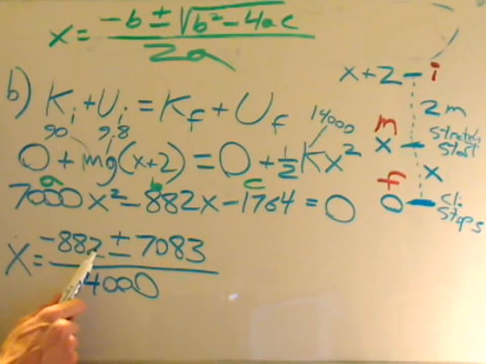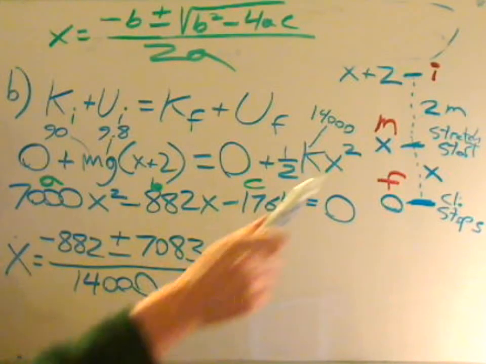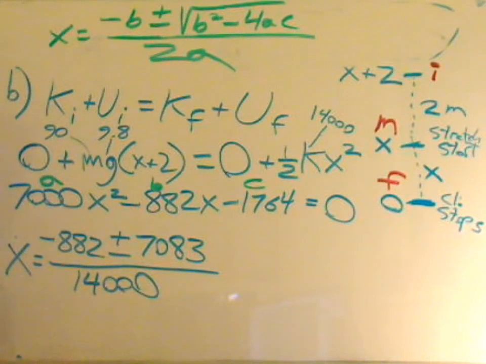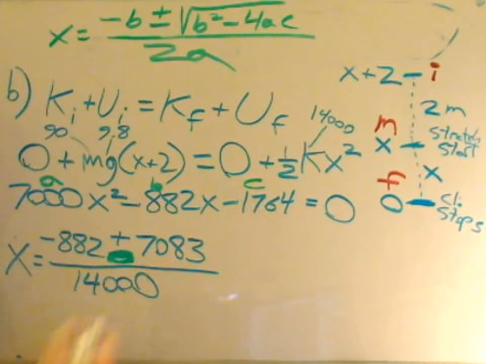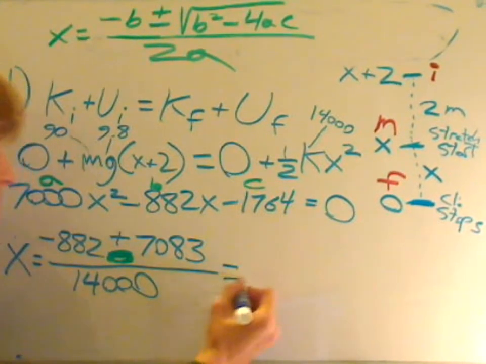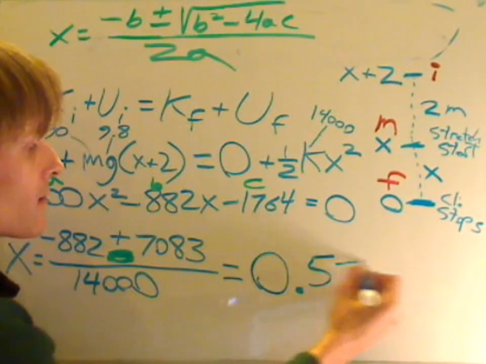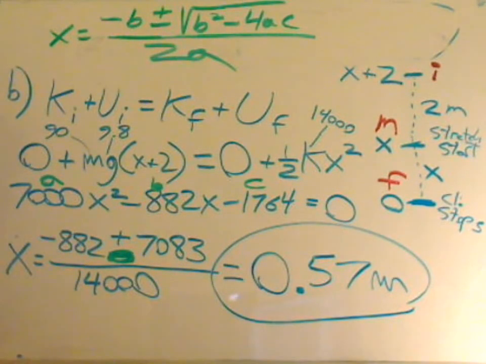Okay? Now, one of these solutions is going to be negative. The negative 882 minus 7083 is going to give a negative solution. We don't want a negative solution, so that doesn't make physical sense. We want to keep the positive solution because x is going to be a positive value. So we can cross out the negative solution here. So that's not a viable solution. It's only the plus solution. And when you do that, you get the number 0.57 meters. Okay? So the rope stretches nearly 2 feet in bringing that climber to a stop.